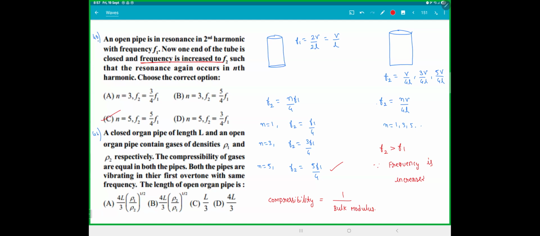Others, do keep your cams on. Both the pipes are vibrating in their first overtone.